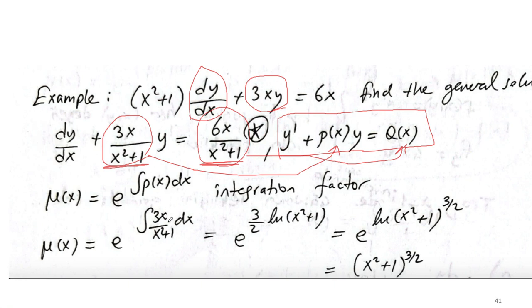And we know that this is the integral of this expression times 3 over 2. You can take this as a power of the x squared plus 1. And this gives us x squared plus 1 to the power 3 over 2.